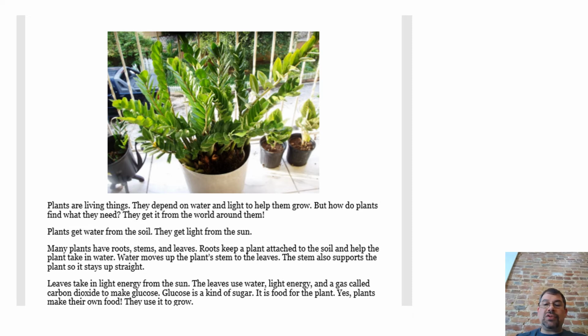The stem also supports the plant so it stays up straight. Leaves take in light energy from the sun. The leaves use water, light energy, and a gas called carbon dioxide to make glucose. Glucose is a kind of sugar. It is food for the plant. Yes, plants make their own food. They use it to grow.